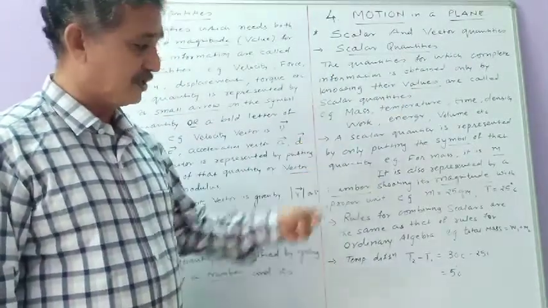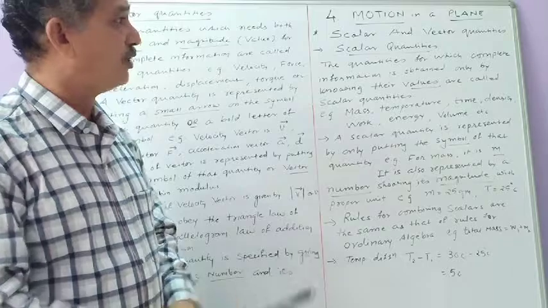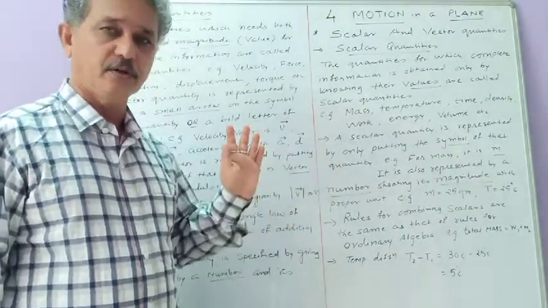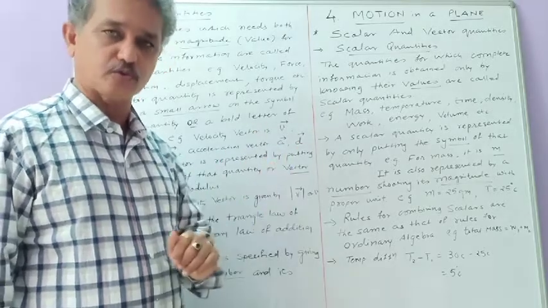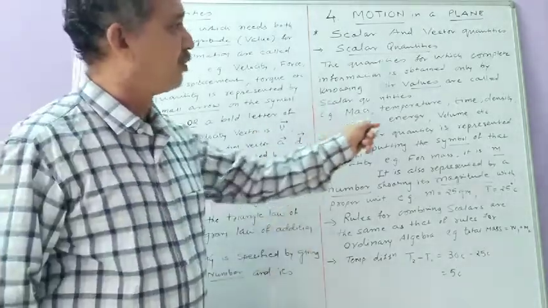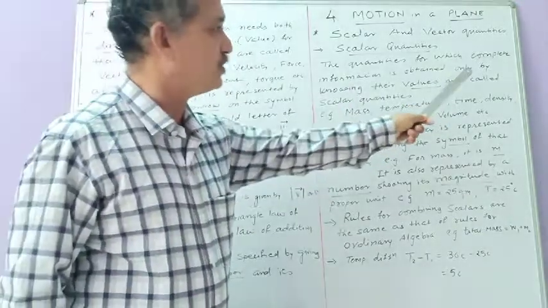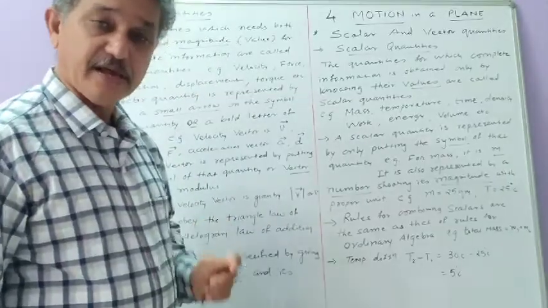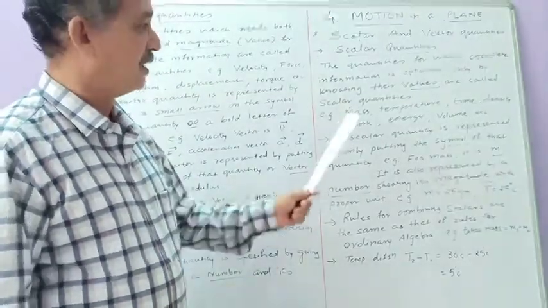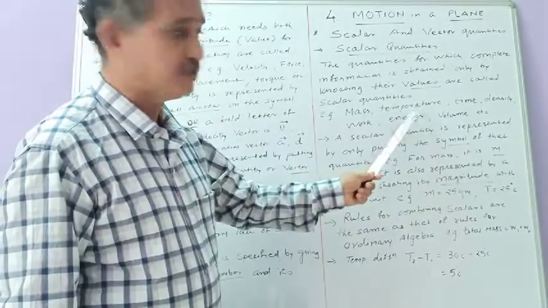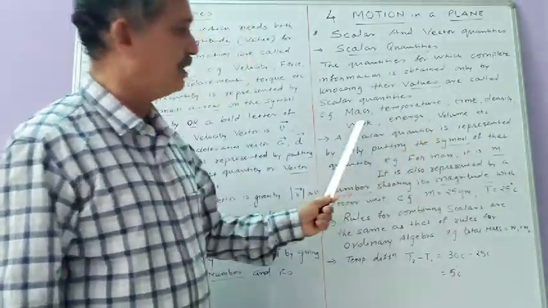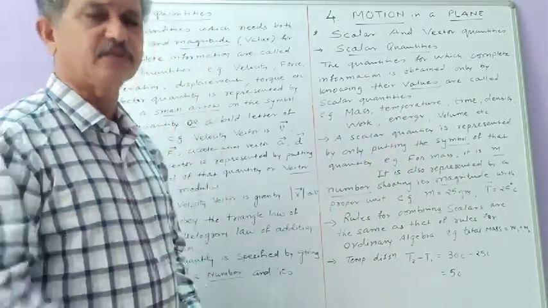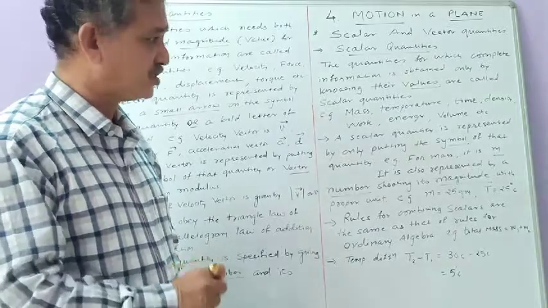What are the scalar quantities? Let us see. The scalar quantities are only those quantities which require for their complete information only magnitude or values. Definition: the quantities for which complete information is obtained only by knowing their values are called scalar quantities. As per example, which are those? Like mass is there, temperature is there, time is there, density is there, work is there, energy is there, volume is there, etc. There are a lot of physical quantities which work as scalar quantities.